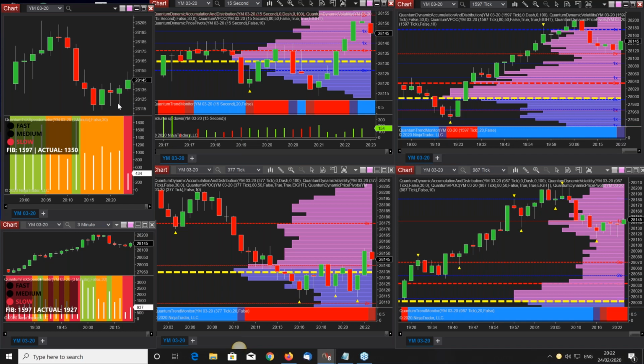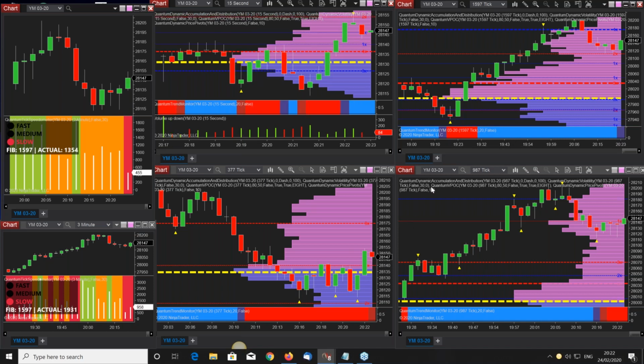Now we've got a little bit of buying coming in here, not particularly strong, and it's just trading in a relatively tight range at the moment, because we're coming to the end of an extraordinary day, an extraordinary session, and it has been phenomenal.